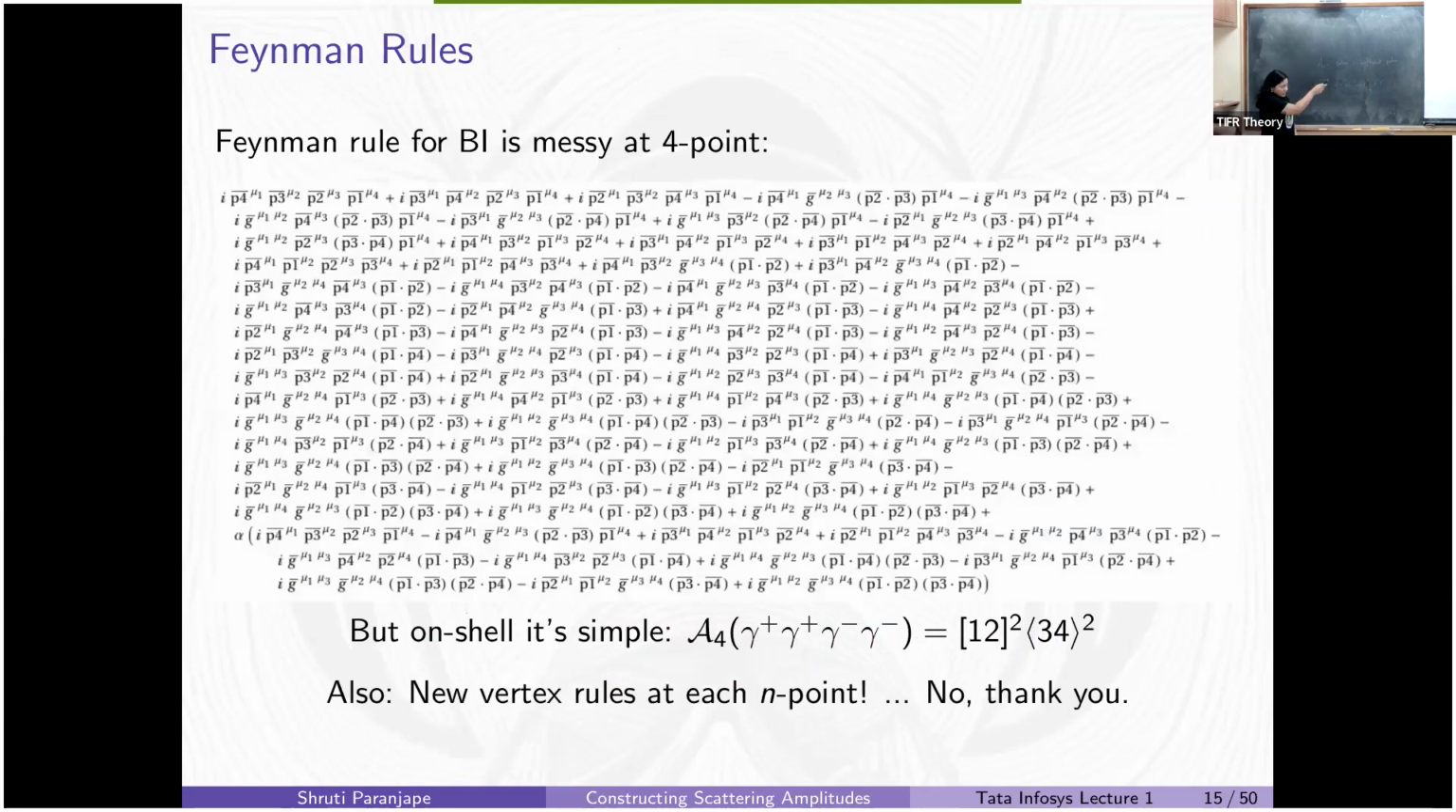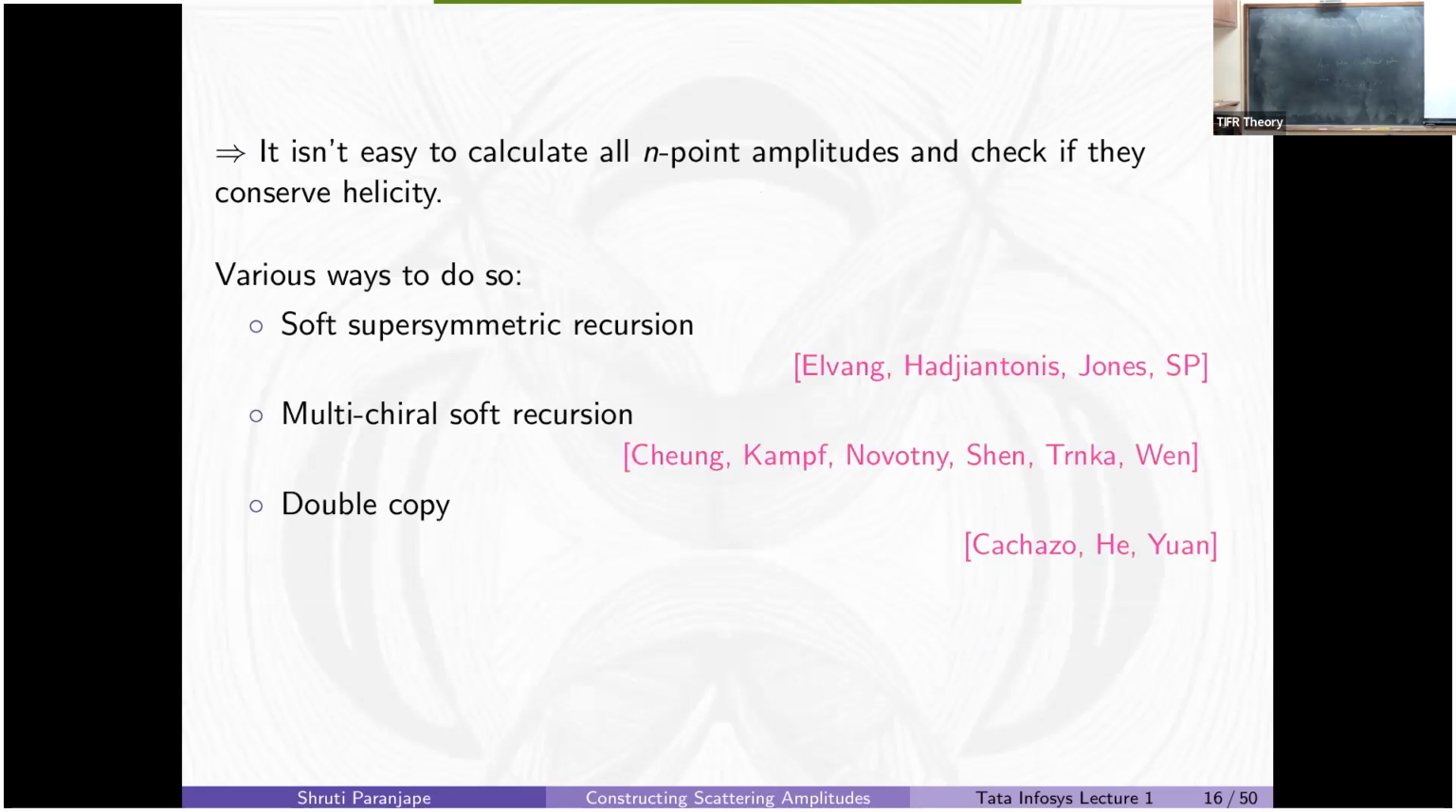So okay, I just quickly want to point out that again the same thing, just like Parke-Taylor. If you try and put Feynman rules together, this is just the Feynman rule at 4 point. This is the amplitude at 4 point, and it is a high derivative theory, so you have at every endpoint a new rule, which is not true in Yang-Mills. So doing this calculation with traditional methods is just a very bad idea.